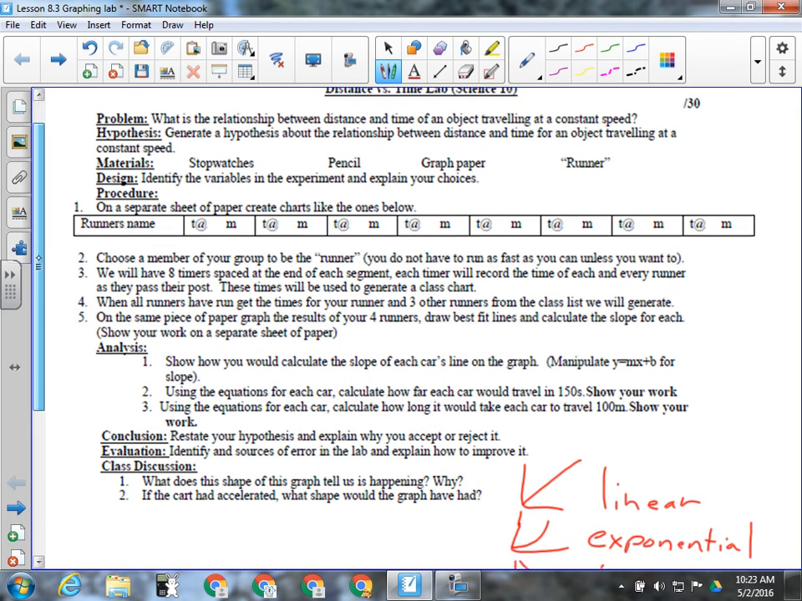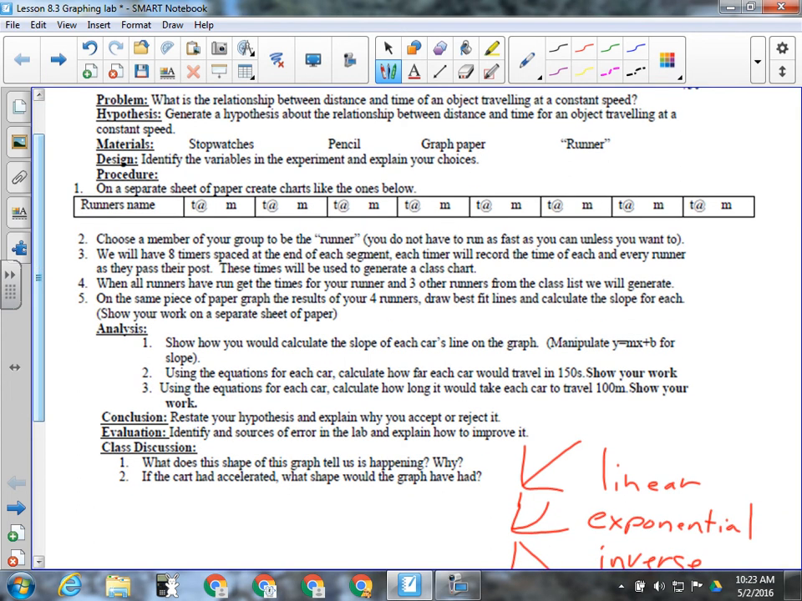Now, things that need to be controlled. Obviously, one of the things that needs to stay the same through every single trial is not just the cart, but the speed of the cart. These carts travel at a constant speed. If they accelerated, our graph would look a lot different, and that's not what we're looking for. So these things travel at a constant speed. That is a controlled variable.